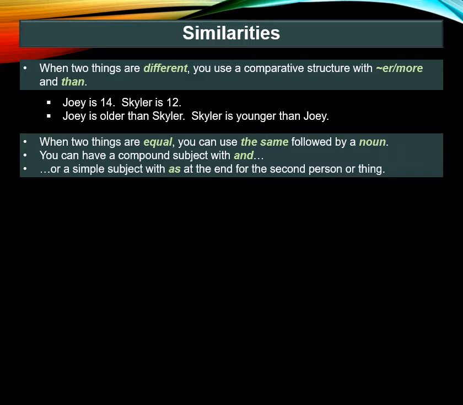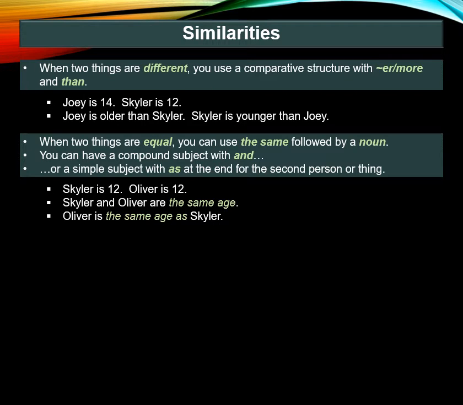When two things are equal, you can use the same followed by a noun. You can have a compound subject with and, or a simple subject with as at the end for the second person or thing. For example, Skylar is 12, Oliver is 12. Skylar and Oliver are the same age. Skylar and Oliver is a compound subject. Or Oliver is the same age as Skylar.